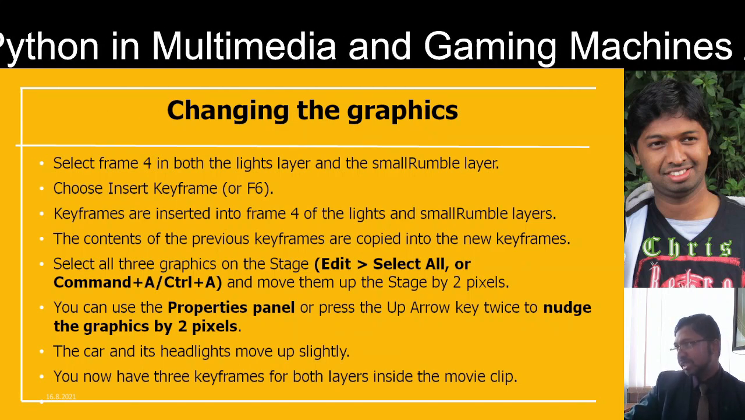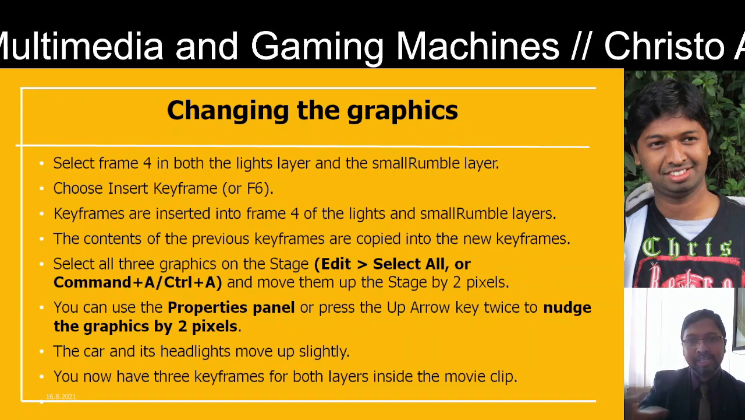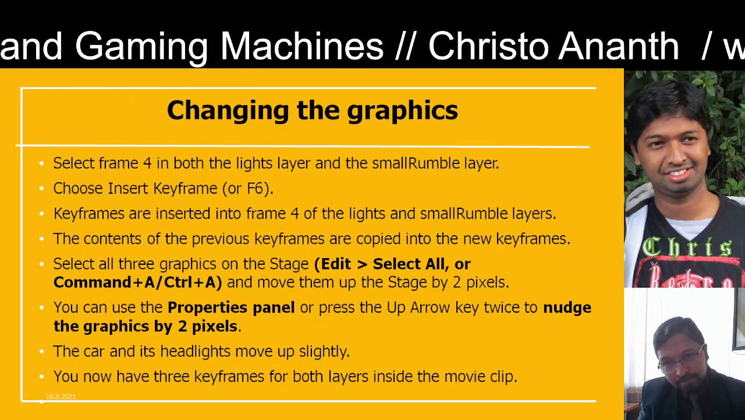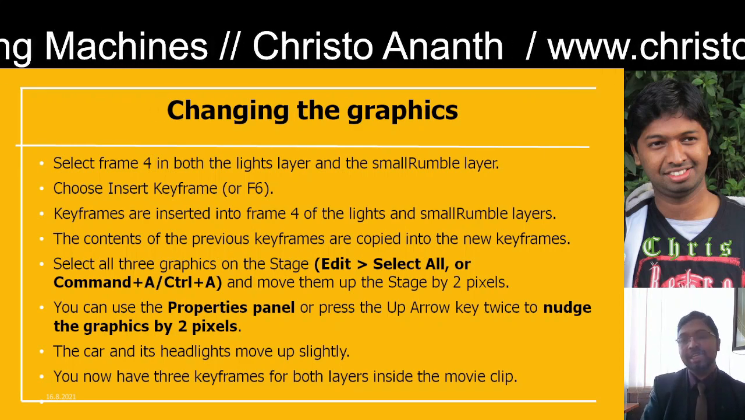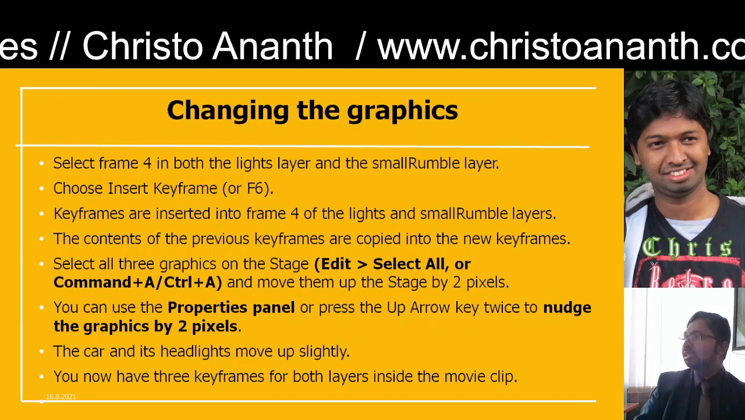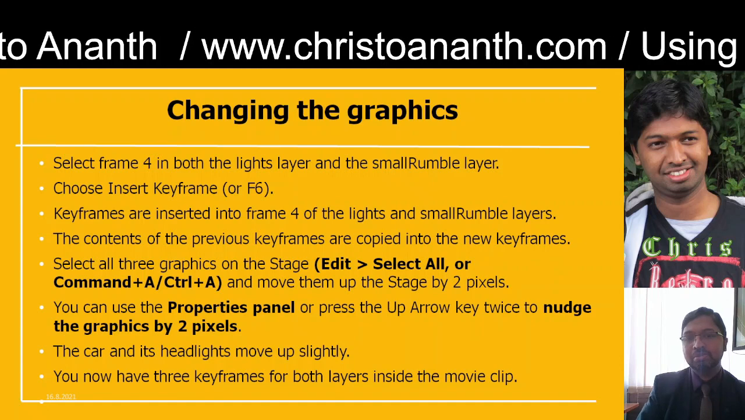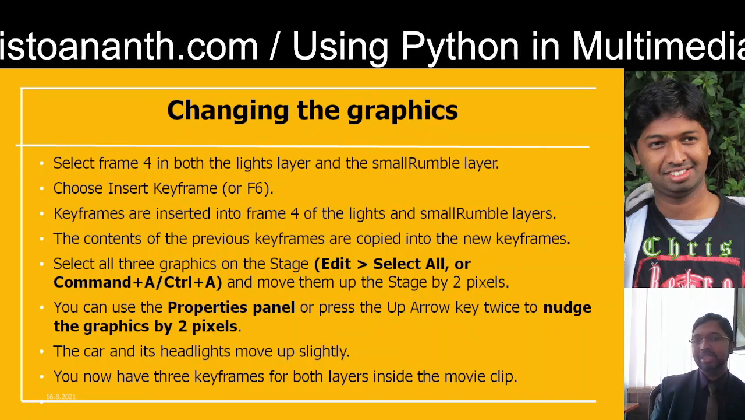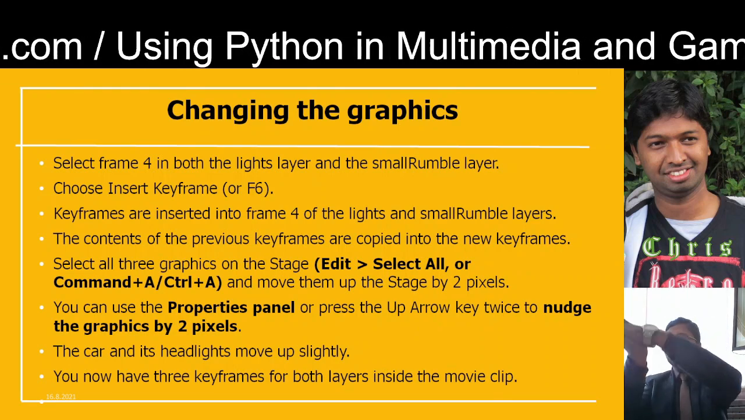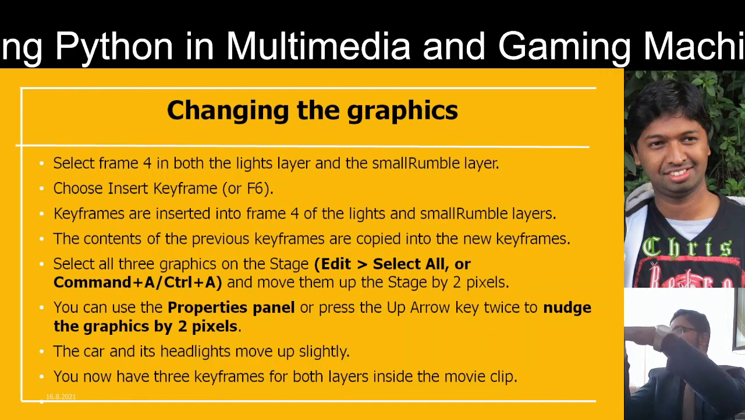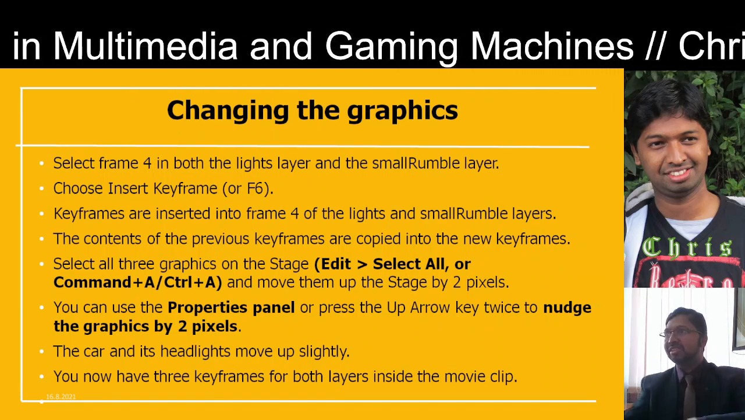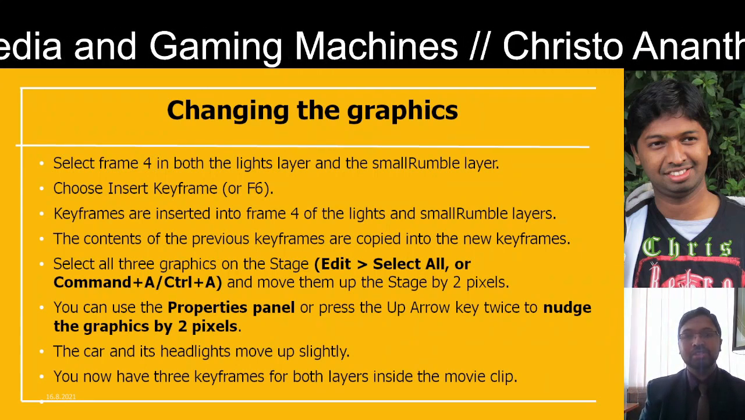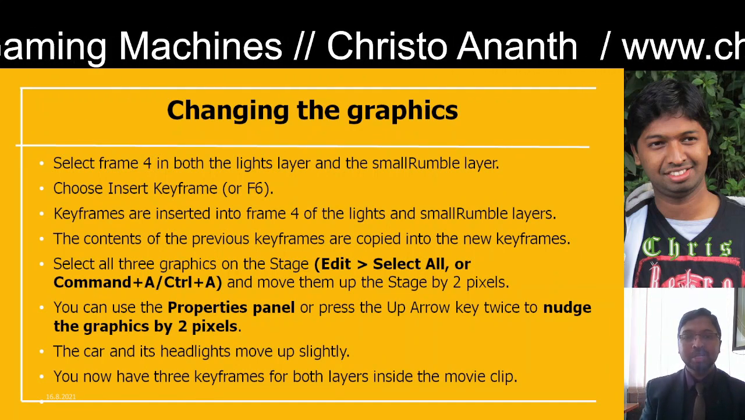And once again you repeat the same procedure. Select all, or Edit, Select All, to move them up the stage by 2 pixels. Similarly, you can use the properties panel, or press the up arrow key twice to nudge the graphics by 2 pixels. So we went down, then again we went up. So the car and the headlights move up slightly.